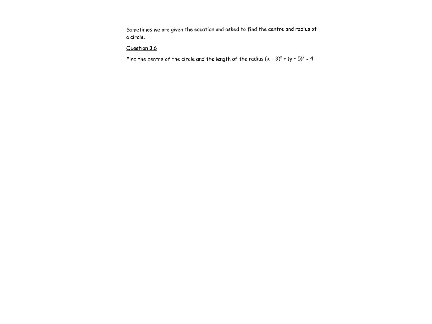However, question 3.6 is a little bit different, and the key thing to bear in mind about this is sometimes we're given the equation and asked to find the centre and the radius of the circle. So in question 3.6 it says find the centre of the circle and the length of the radius when the circle is (x − 3)² + (y − 5)² = 4. We know that the equation of a circle that has its centre not at (0, 0) is (x − h)² + (y − k)² = r².